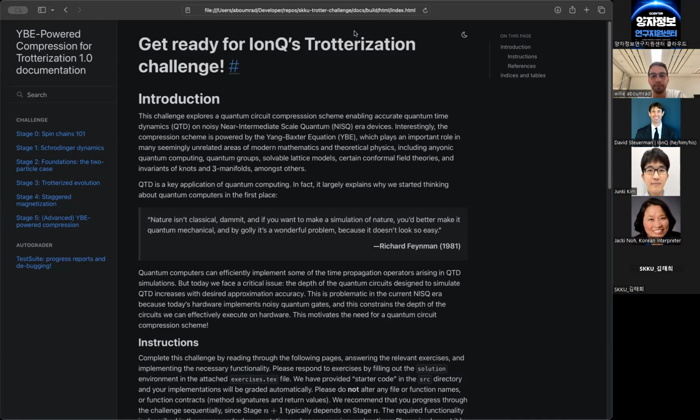or NISQ era. And what this means is that we have devices, they exist, you can use them. They are of intermediate size, right? And roughly that means that you have a few dozen qubits and you can perform a few hundred operations on them before you start hitting the boundaries, or the frontiers, of what is possible today.